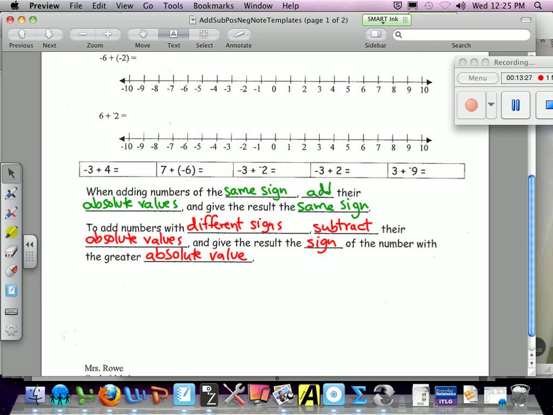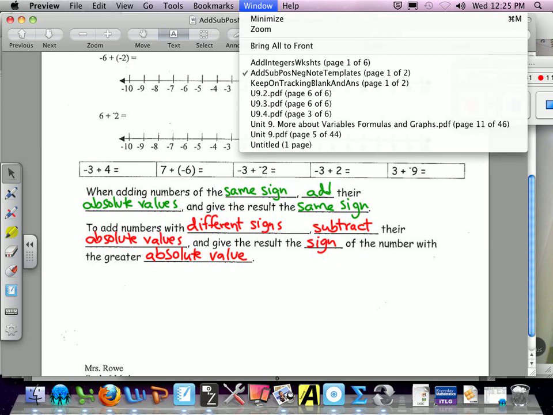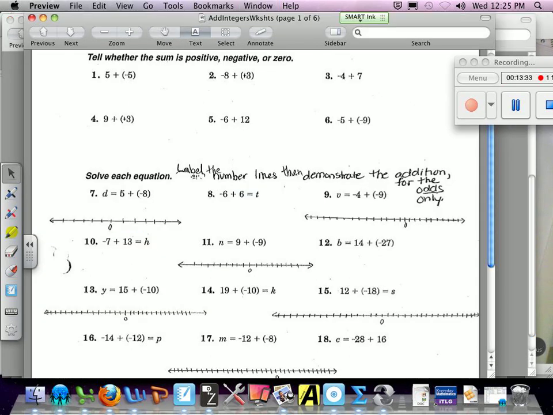On the practice on the back of your worksheet, for the very first section, they don't even want you to find the value. They just want you to tell if it's positive or negative, or if it's 0. So a lot of times I write down the negative sign or the positive sign before I get started with the sum or the difference of the absolute values, so I don't mess up the sign. So go ahead and try these problems.